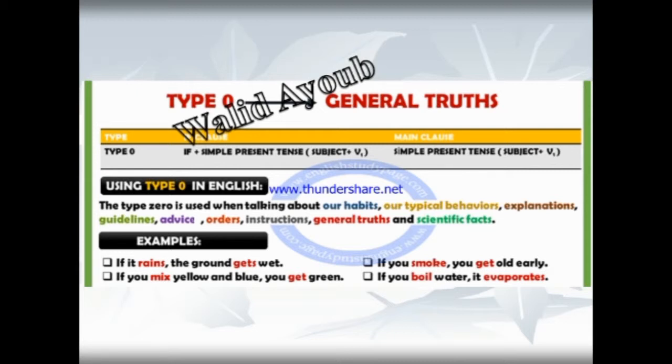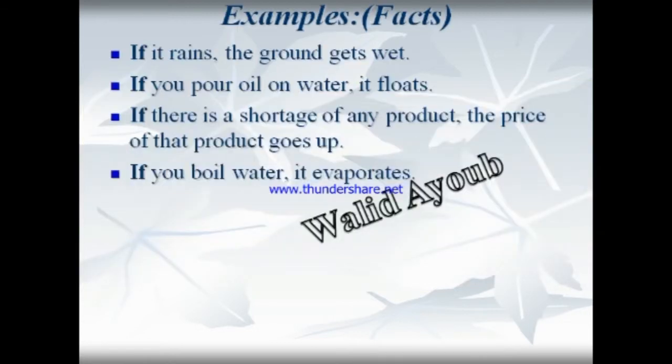Look at the following examples. If it rains, the ground gets wet. If you pour oil on water, it floats, and so on. These four sentences express facts, and as you notice, the simple present is used in each of the clauses that make each sentence: rains, gets, pour, floats, is, goes, boil, evaporates.